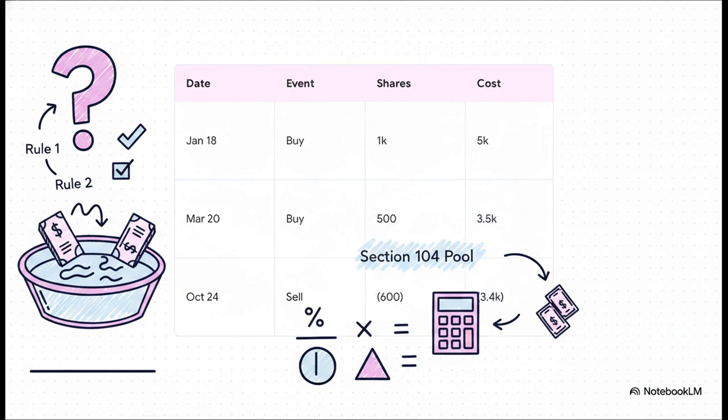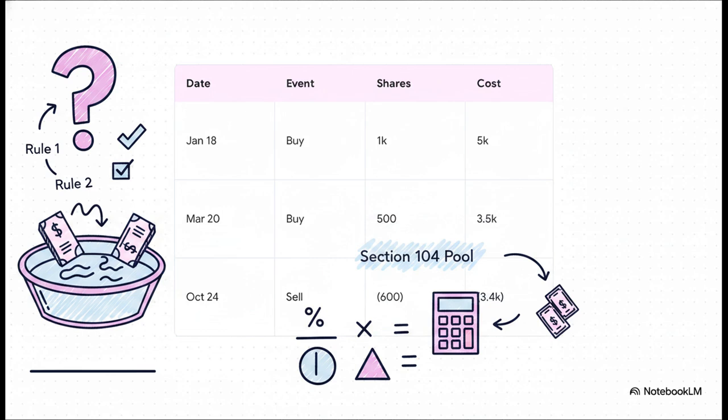But wait, before you even touch this pool, you must check your rules. Check Rule 1, where any shares acquired on the exact same day. Then check Rule 2, where any repurchased within 30 days. You have to catch those bed and breakfasting traps first. Once you're past those, then you pull the rest.